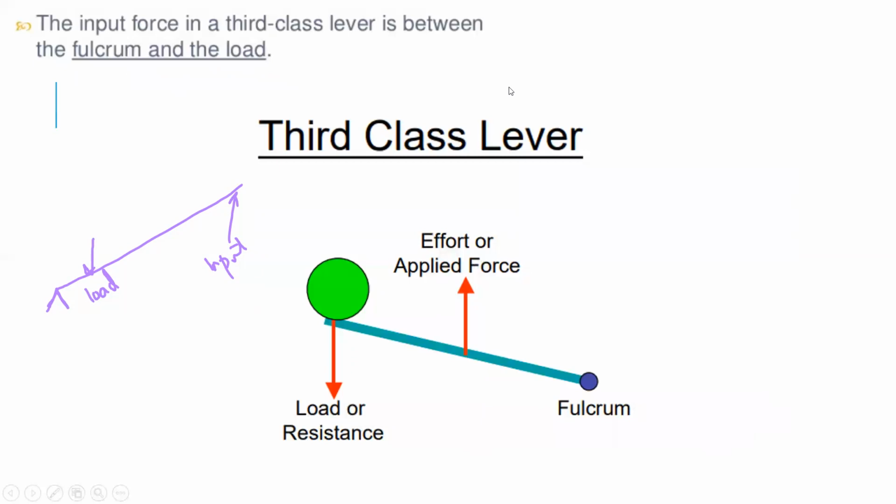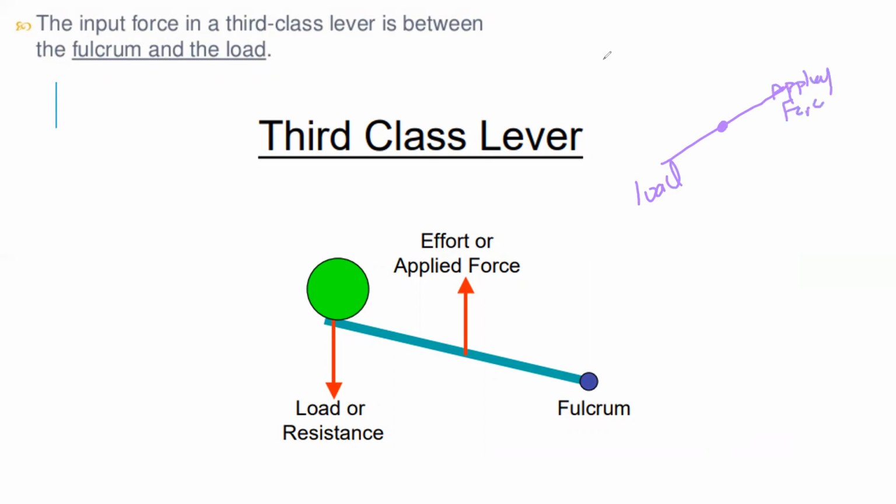Now, teacher, let's talk about the third class. In the third class, the applied force is between the fulcrum and the load. On the first one, the fulcrum point is between the load and the applied force. This is number 1. In case number 2, here is the pivot point, and here is the load, and here is the applied force.